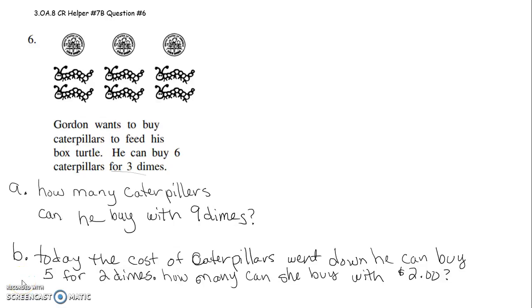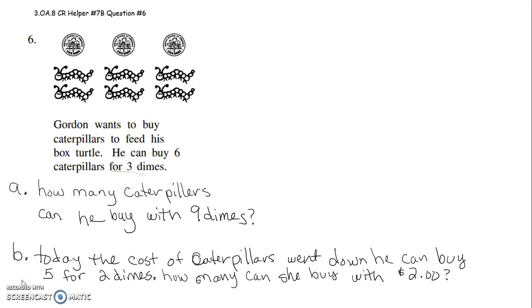All right, sixth graders, this is to help you with question 6 on CR number 7, version B. It says, Gordon wants to buy caterpillars to feed his box turtle. He can buy 6 caterpillars for 3 dimes. Then it asks, how many caterpillars can he buy with 9 dimes?